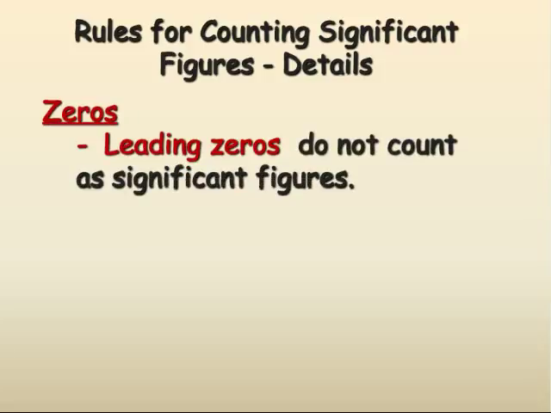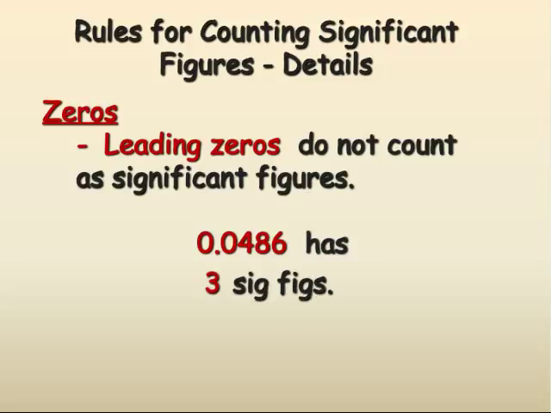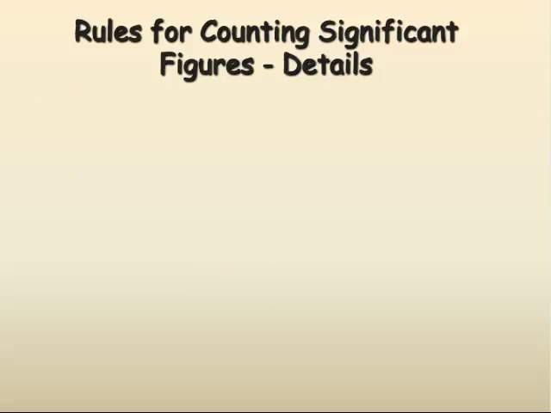But zeros, when we're talking about zeros, that's where things start to get tricky. Leading zeros in front of the non-zero digits, they do not count as significant figures. For example, 0.0486 has 3 significant figures because the 2 zeros in front are leading. They are in front. They lead the number. They are not significant.